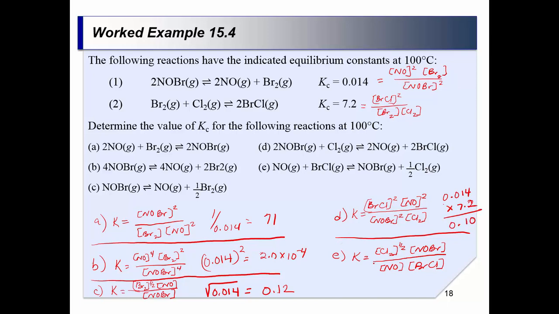For E, we have the reverse of D. Here we have our products, reactants, but we've also multiplied it by 1/2. If you multiply the coefficients by 1/2, you're taking the square root of the Kc. So not only am I going to take the reciprocal of what I get in D, I'm also going to take the square root of it. And that is equal to 3.2. So this is all about manipulating these numbers in order to make sense.